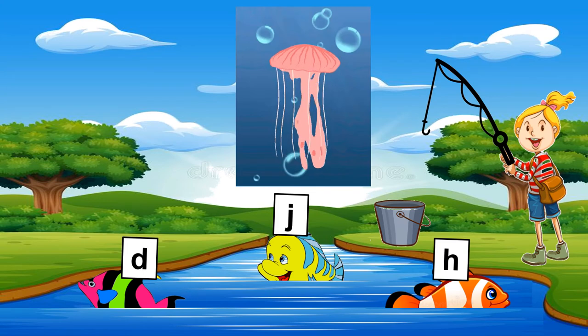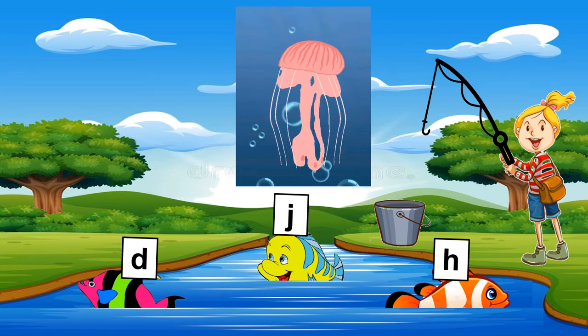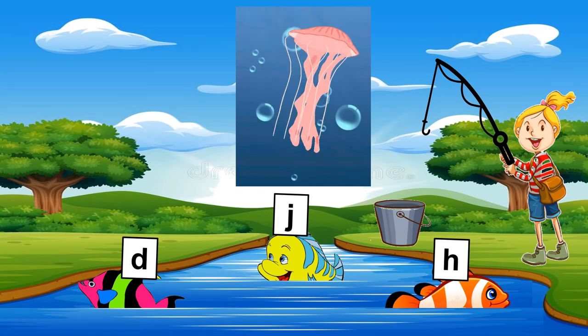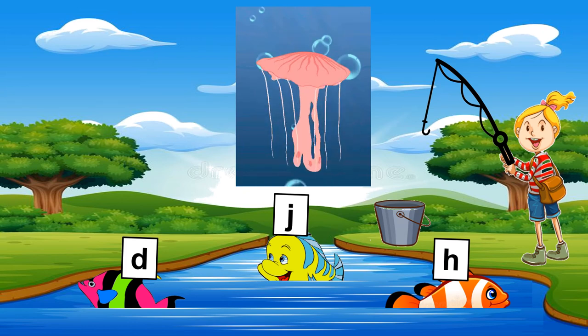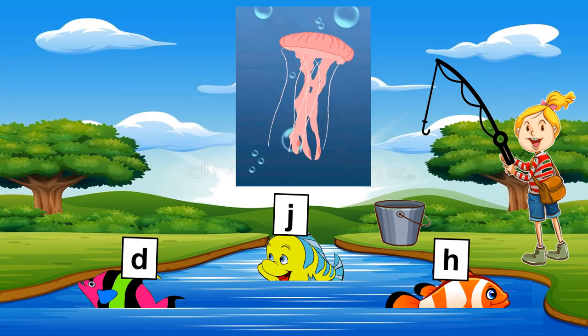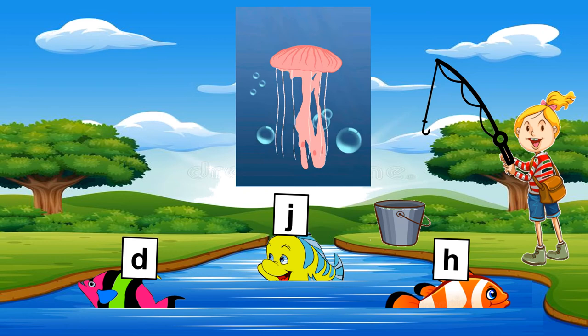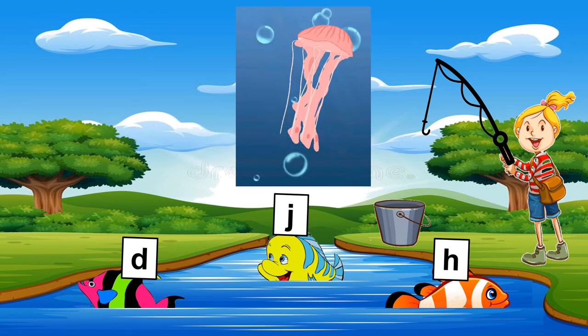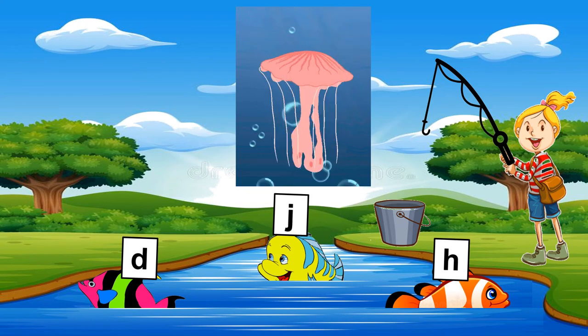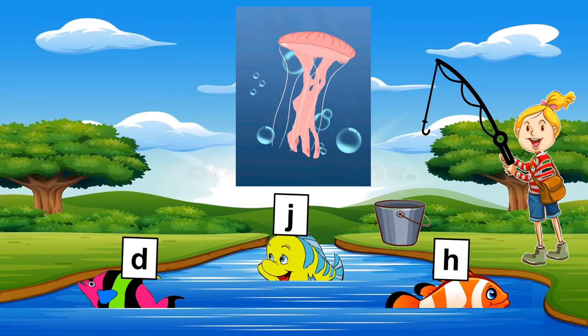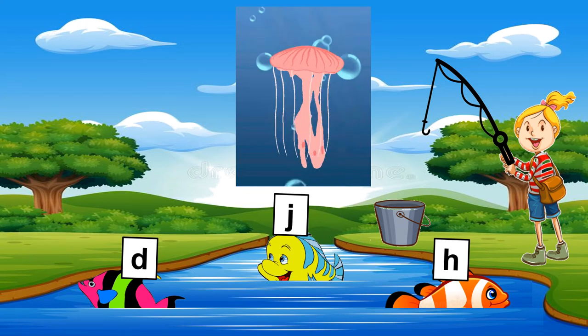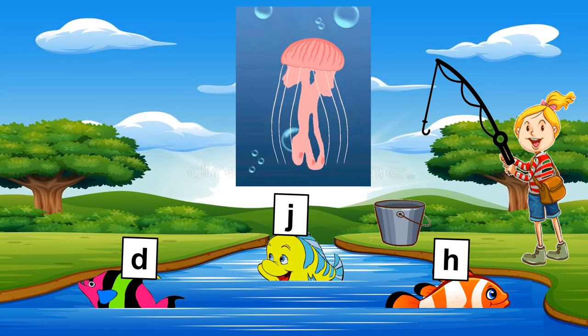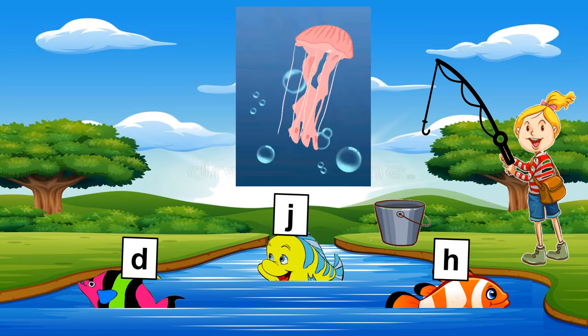Jellyfish. It looks like an umbrella, but it is not an umbrella. It is a jellyfish. Jellyfish begins with the sound j. J. Time to look for letter j. Which letter makes the sound j? Can you find that fish?